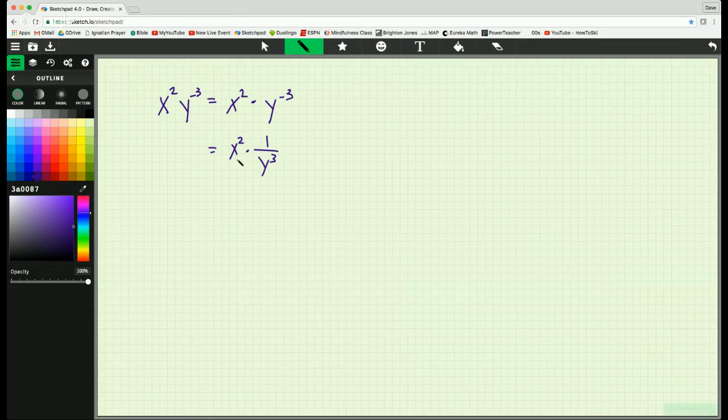When you multiply two expressions and one of them is a fraction, you have to make sure they're both fractions. Now we just multiply numerators and multiply denominators.